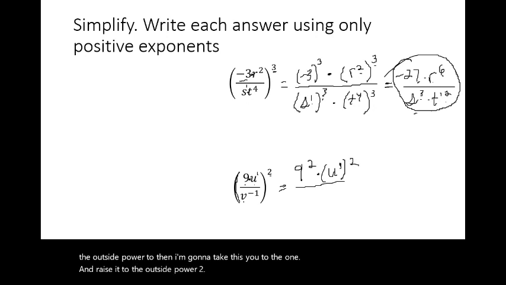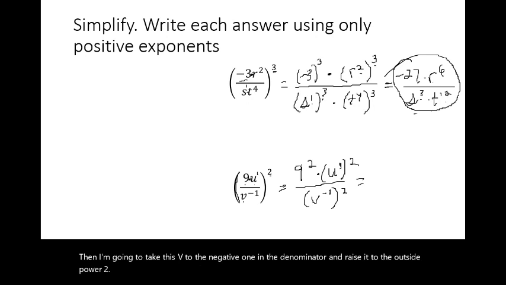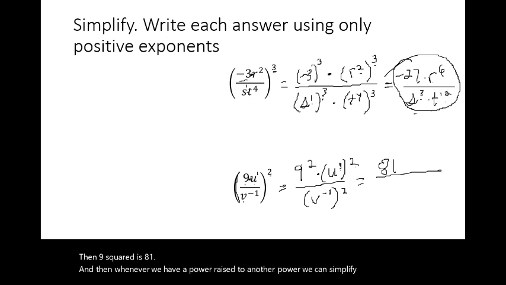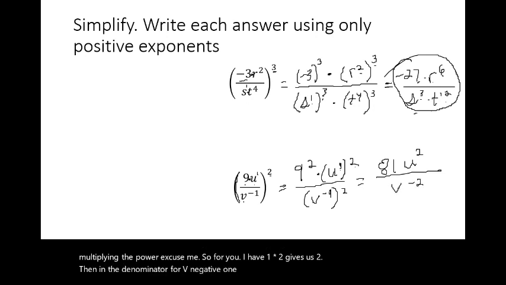Then I'm going to take this v to the negative 1 in the denominator and raise it to the outside power 2. Then 9 squared is 81. And then whenever we have a power raised to another power, we can simplify by multiplying the powers. So for u, I have 1 times 2 gives us 2. Then in the denominator for v, negative 1 times positive 2 is v to the power of negative 2.